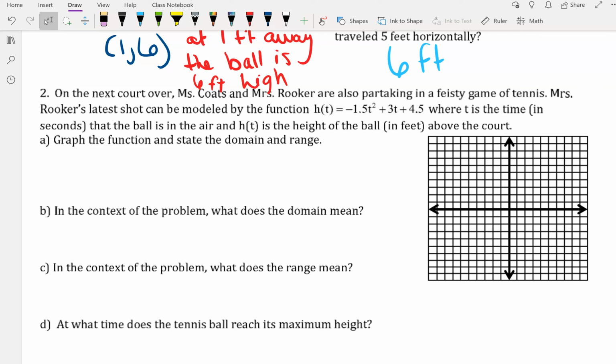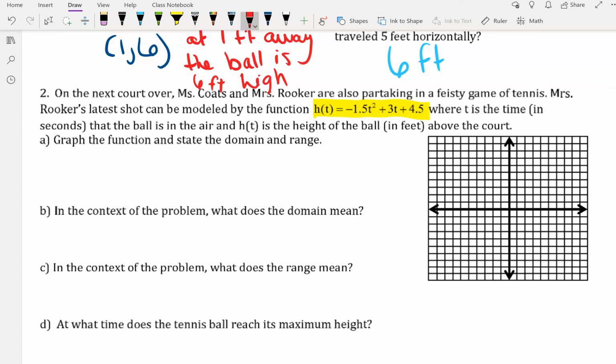All right, so a few things are different on this one. One obvious thing is this is written in standard form, not vertex form, so it's going to be a little bit longer of a process to graph this. And the other thing is we're no longer talking about horizontal distance and vertical distance. We're talking about time and height, which is essentially vertical distance still, but we're talking about time instead of horizontal distance now. So we're going to graph this.